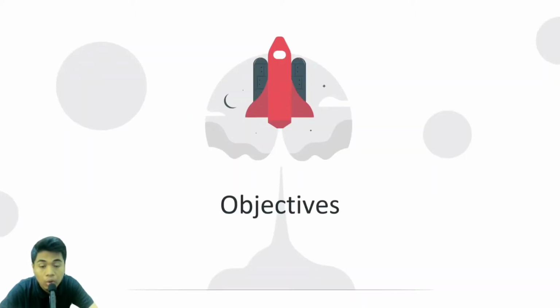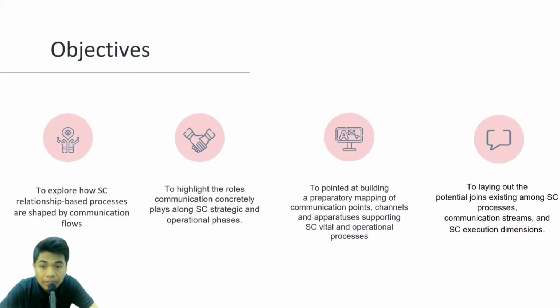So we're going to take a look at the objectives of the first article. The first objective is to explore how SC relationship-based processes are shaped by communication flows. Second, to highlight the roles communication is concretely playing along SC strategic and operational phases. Third, to build a preparatory mapping of communication points, channels, and apparatus supporting the SC vital and operational processes. Fourth, to lay out the potential joints existing among SC processes, communication streams, and SC education dimensions.